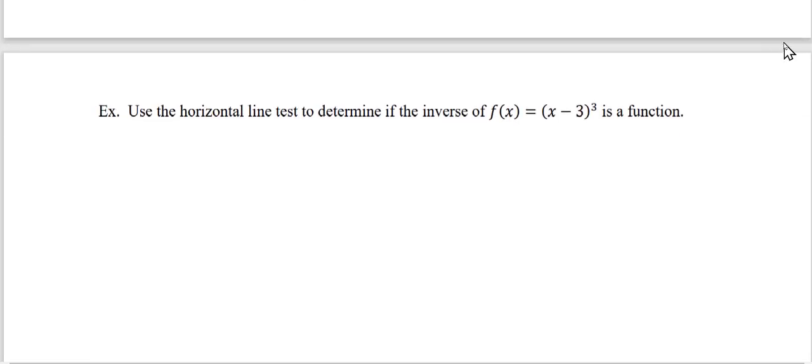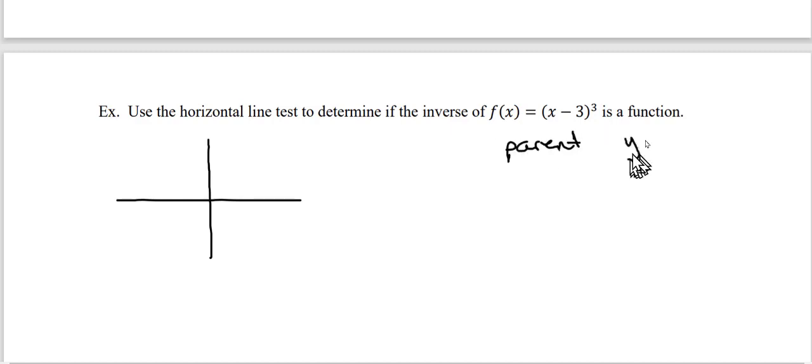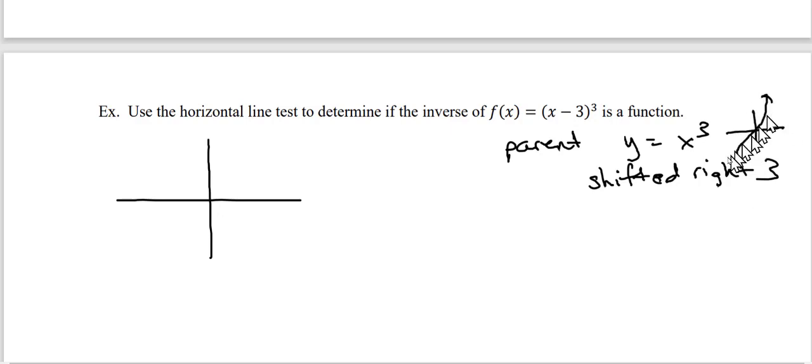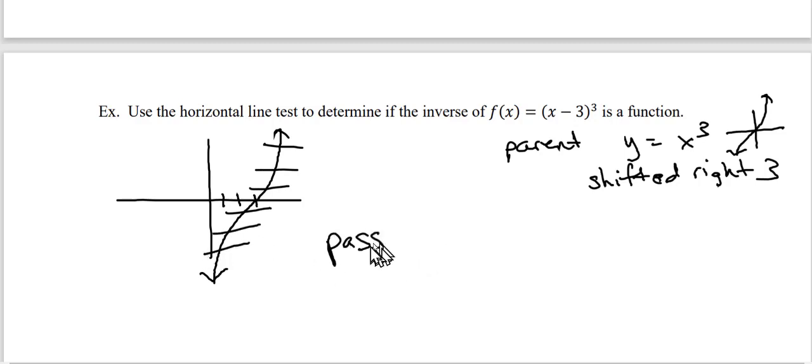Let's take a look at this function. I like this because it's a good opportunity to remember what this function is, thinking about our transformations of functions. Parent function, y equals x cubed. The -3 on the inside shifted right 3. Remember, the cubic function is this sort of snaky thing, so when we shift it right 3 spaces, we just get this. It passes the horizontal line test.